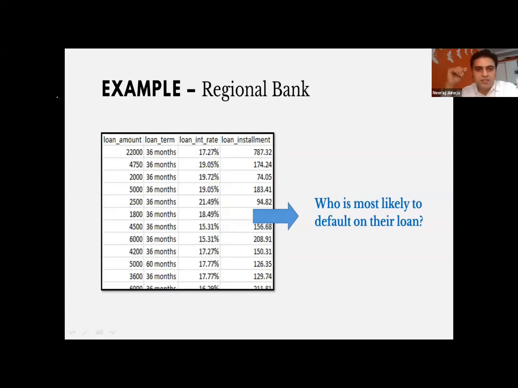Now there is a regional bank, third case: who is most likely to default on their loan, right? There is data given, and you might have heard about credit risk assessment, right? Credit risk assessment means that if, based on the demographics, the bank is able to judge that there is a customer base which is more likely to act as defaulters, then of course the bank will not be lending money to that group of customers, right? As you can see in this table, loan amount is given, loan term is given, then interest rate is given, then installment is given. So based on this, the bank is going to derive who is most likely to act as a defaulter on their loan, right? So all these are very, very critical areas of business analytics.